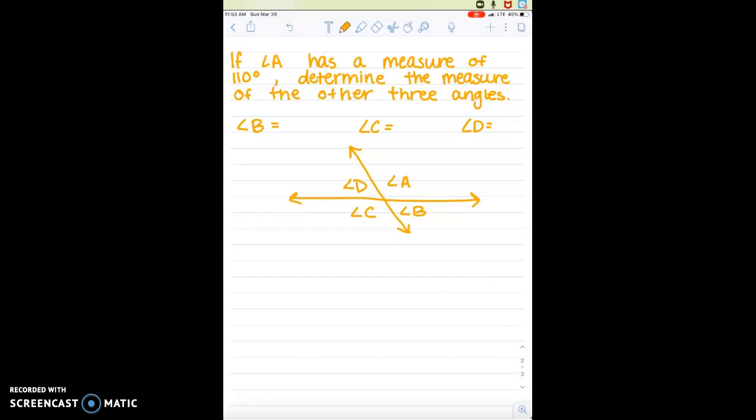So while we're doing this problem, okay, I want you to think about how we talked about vertical angles. We're going to go ahead and start talking about angle C when we're solving this problem, okay? And we know that angle A and angle C have to be congruent because they're vertical angles. So that means their angle measures are going to be the same, which means that if angle A is 110 degrees, then angle C is also 110 degrees.